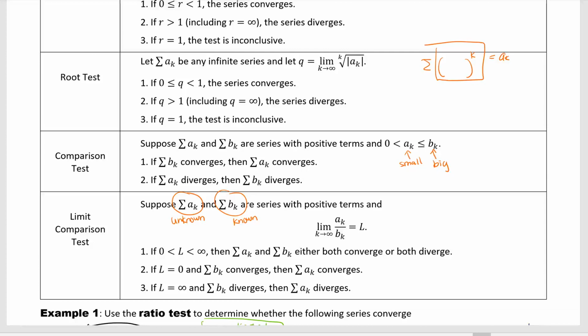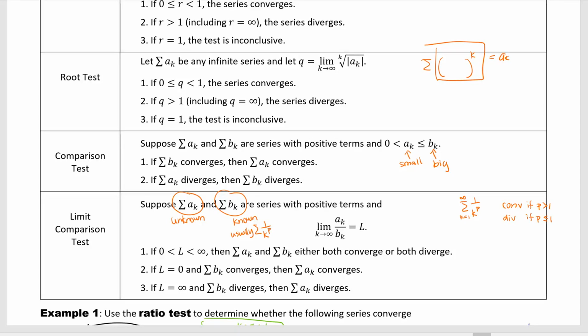And usually it's the p-series, okay? Because by the integral test, we know the series from k = 1 to infinity of 1 over k to the p converges if p is greater than 1, and it diverges if p is less than or equal to 1. So that's why we know this series.